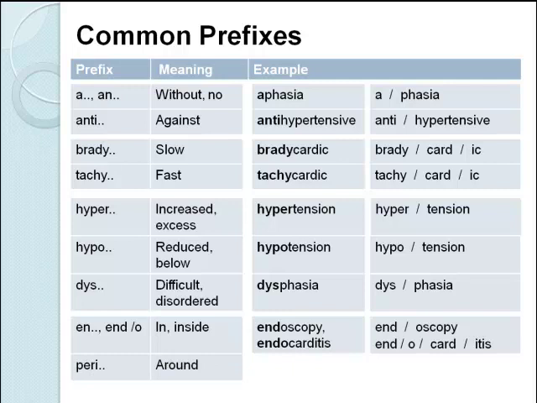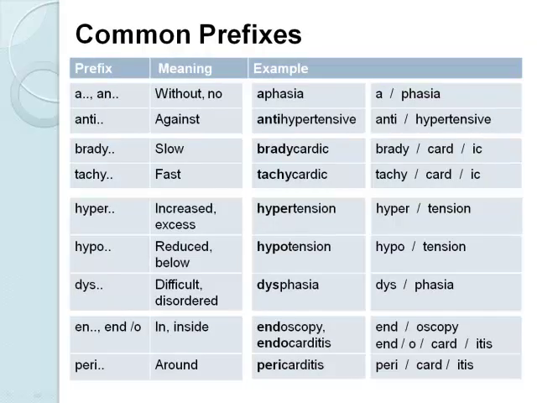Peri means around. So let's have pericarditis. We can break this down. Peri, break, card, break, itis. We now know we have to use some common sense translating some of these sometimes. So let's have a look. Pericarditis therefore means inflammation, itis. Peri, around, card, the heart. Inflammation around the heart. Now that concludes our common prefixes and our common suffixes.